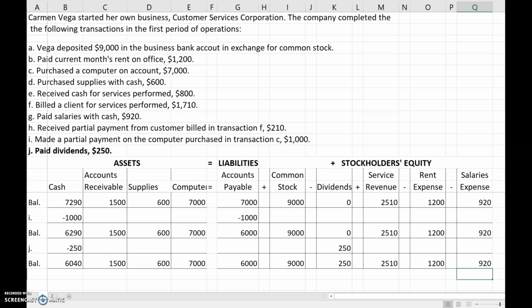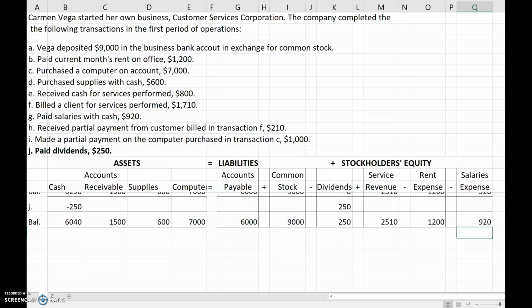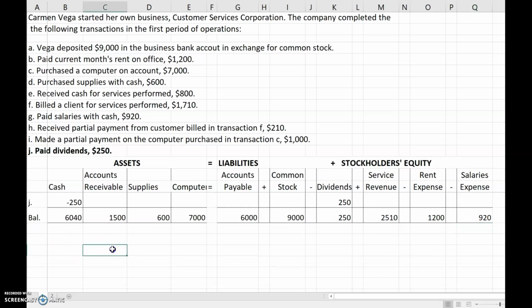Okay, so here, let's say this is the end of their first month of operations. Here we have our ending accounting equation. And we can see that our accounting equation balances. We can add together all of our assets. So you can add them all together.